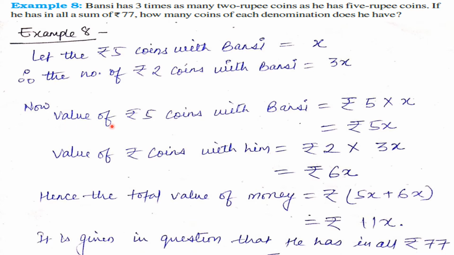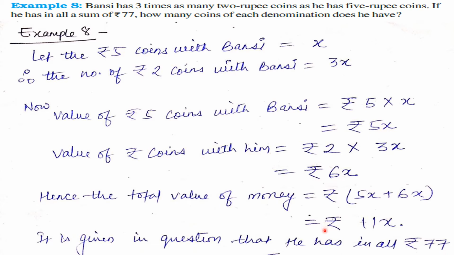Okay. So value of rupees 5 coins will be given by rupees 5 into number of coins. Okay. That is rupees 5x value. Similarly, value of rupees 2 coins with him is given by rupees 2 into 3x. That is the number of coins of rupees 2, which is 6x. So we can say the total value of money in terms of variable is given by 5x plus 6x. As they both are like terms, they can be added. It becomes 11x. So we can say the value of money is 11x.